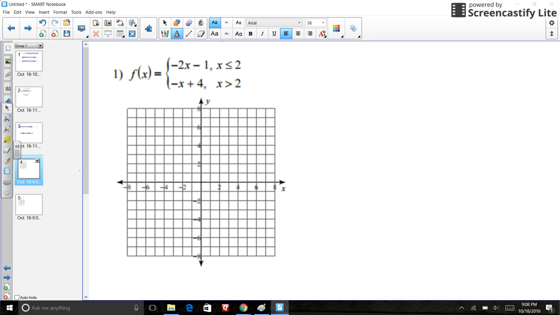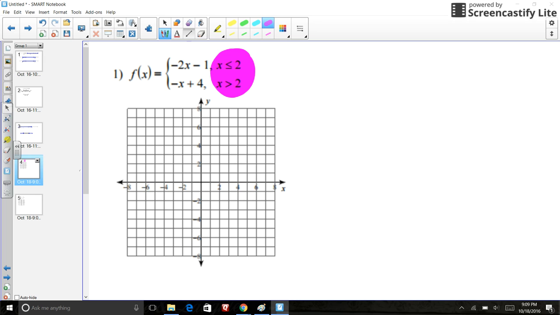So the first thing that I'm going to do is look over here and think, all right, where is my dividing line? The way that I find my dividing line is by looking at the part where it says x is less than or equal to, or x is greater than. What's going on in that spot? Because I look at that, it says my dividing line is at 2.